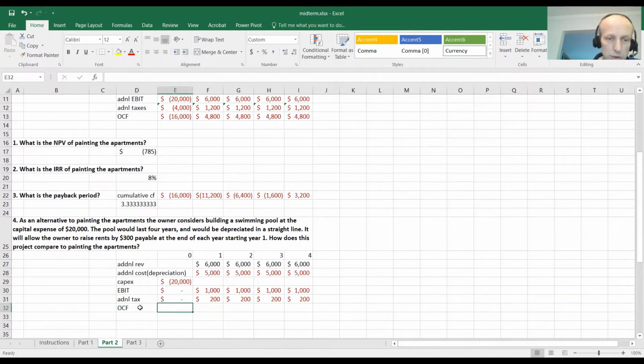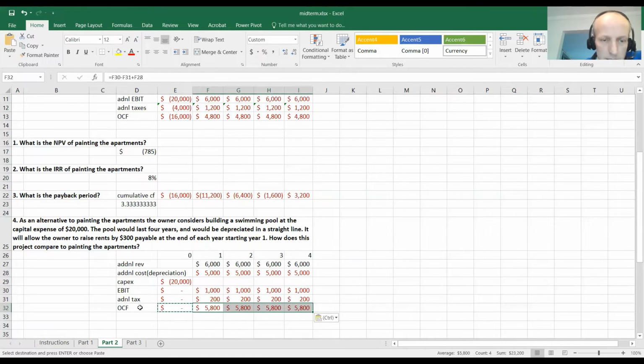So now we could calculate what is the operating cash flow as a result of this project, which would be the EBIT minus the tax plus the non-cash expense, which is depreciation. And let's copy that down here. That's going to be 5,800 per year. Does that make sense?